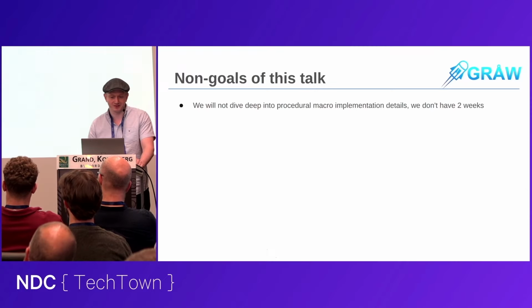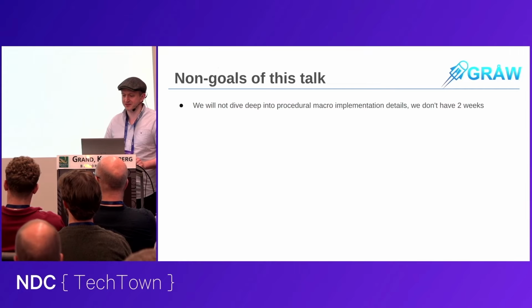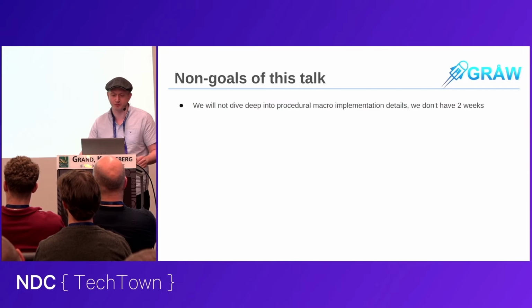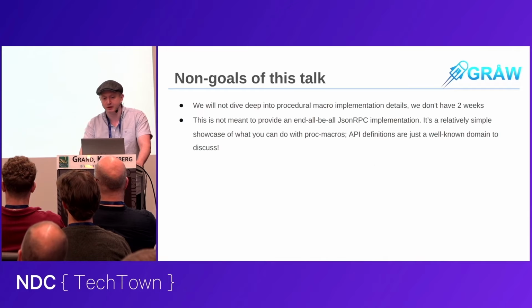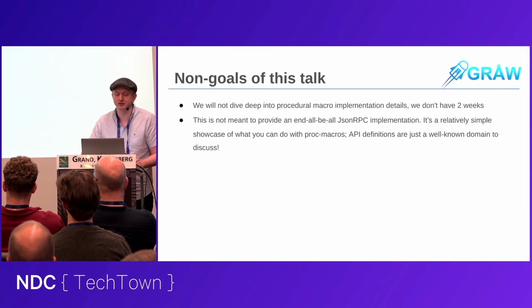And non-goals for this talk. We will, as I said, not go into the details of proc macros because we don't have time. It's an enormous topic by itself. It's not, as you may expect, an end-all, be-all discussion about JSON RPC details and providing you with an actual implementation of anything, because it's not really the point. We will showcase a little bit simplistically how you can make a DSL to work with this, but it's not meant to be the final answer. And I'm not here to teach you Rust.